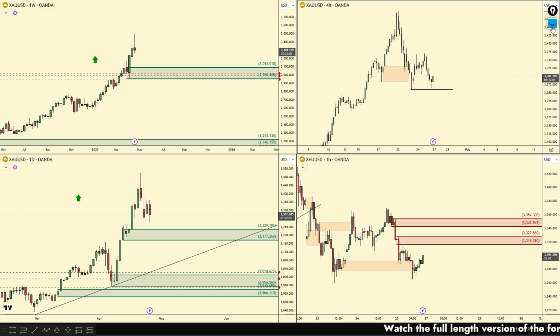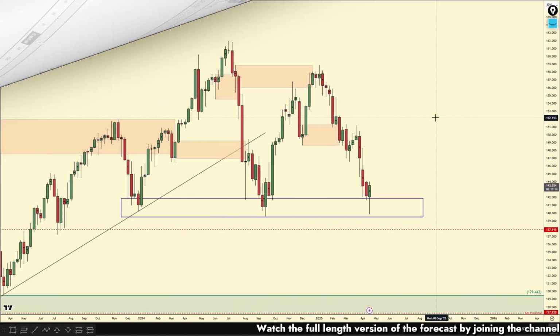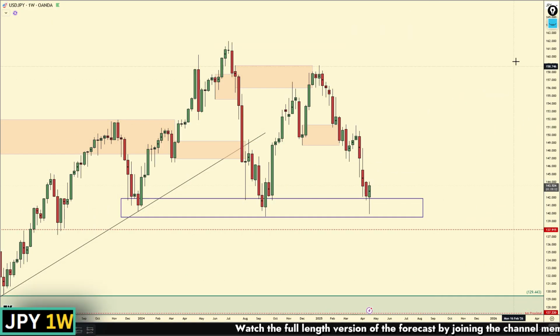So right now on gold, to recap, monitor the 1 hour supply zones for shorts. Just remember they're counter trends, so you might want to take profit a little bit earlier. Monitor the low on the 4 hour chart, and then monitor the daily demand if it comes in control. All right, on to the forecast for the USDJPY.